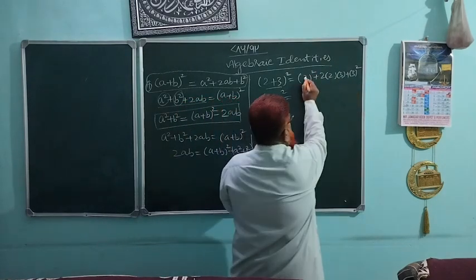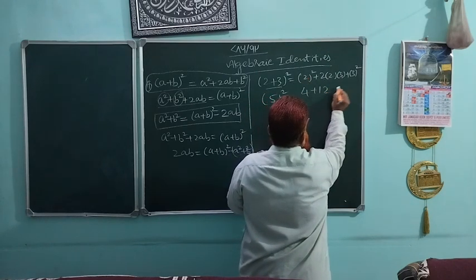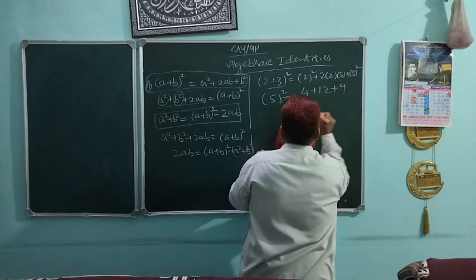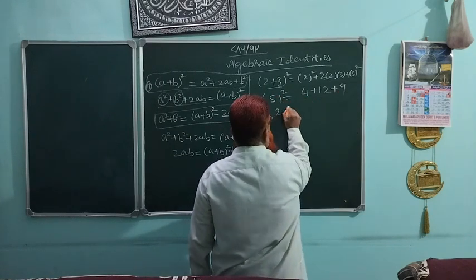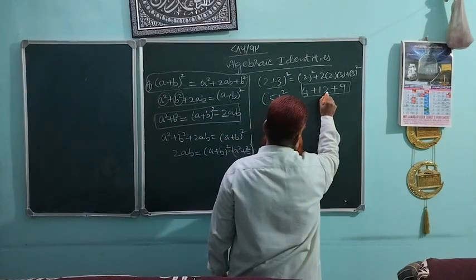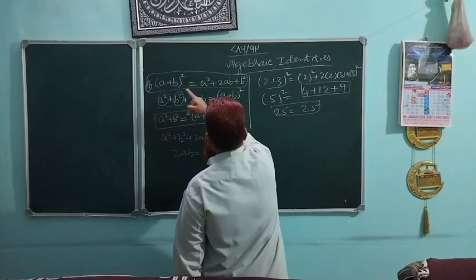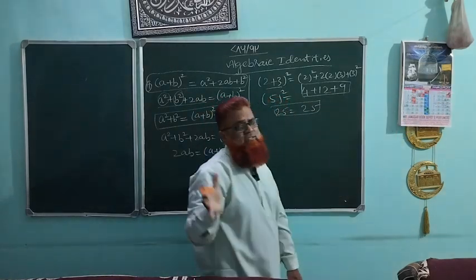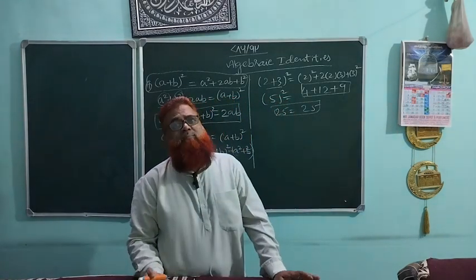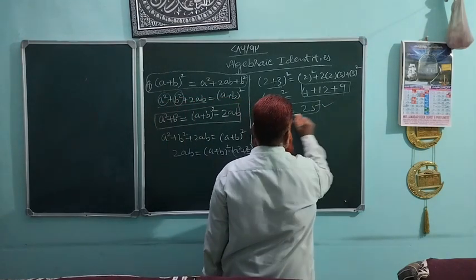5 whole square. When we make the calculation, make the sum and square, do we get 5 square or not? Let's see. 2 square is 4, 2 2s are 4, 4 3s are 12. 3 whole square is 9. What is 5 square? 25. When you make the sum of all these products, 4 plus 12, 16, 16 plus 9 is 25. Therefore, (a + b) whole square is equal to a square plus 2ab plus b square. Isn't it? Yes, it is verified.